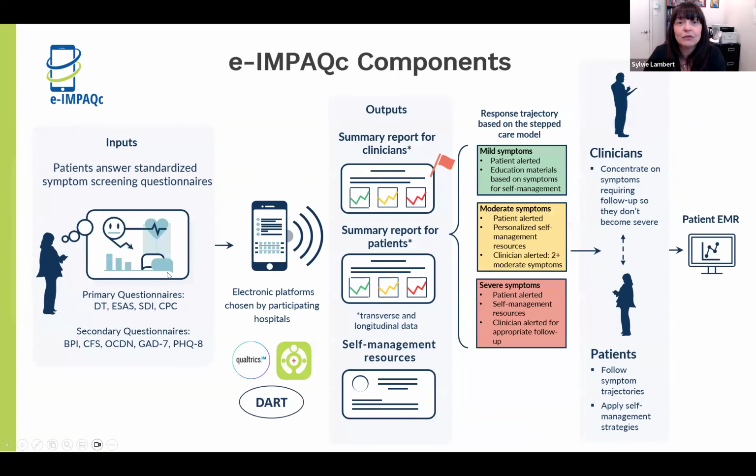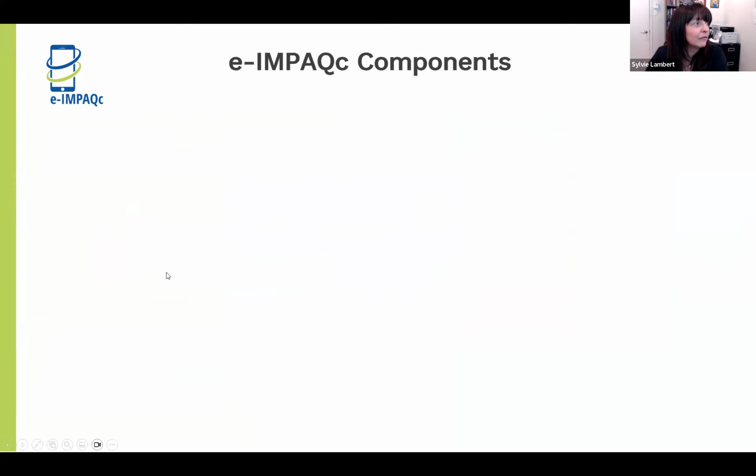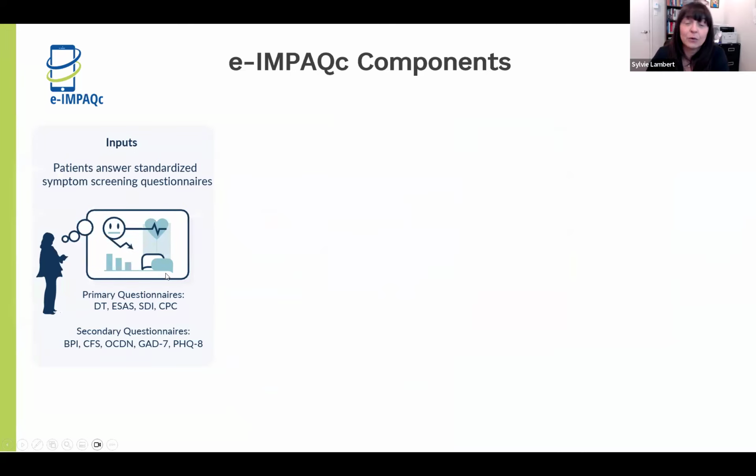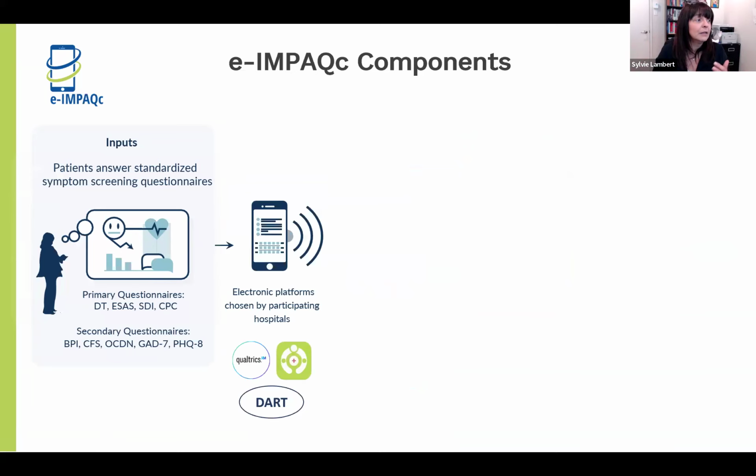So this is the overview of the components of eImpact. eImpact first starts when we send the questionnaire, the PROMs, like the one that I showed you previously, electronically. And like I said, because there are no patient portals really available, we had to think of a plan B. And so we're using Qualtrics. We send a link via email to patients, and they click on the link and they complete their PROMs. At St.